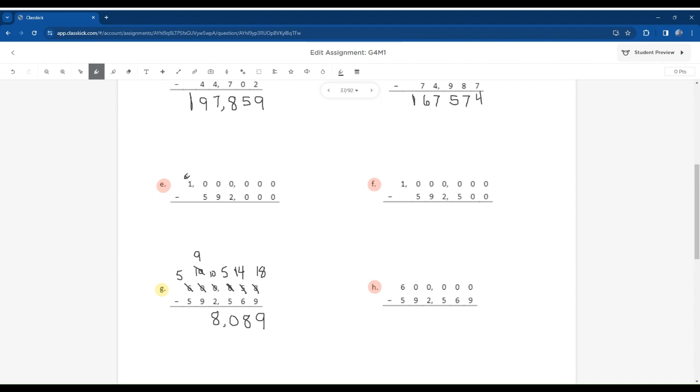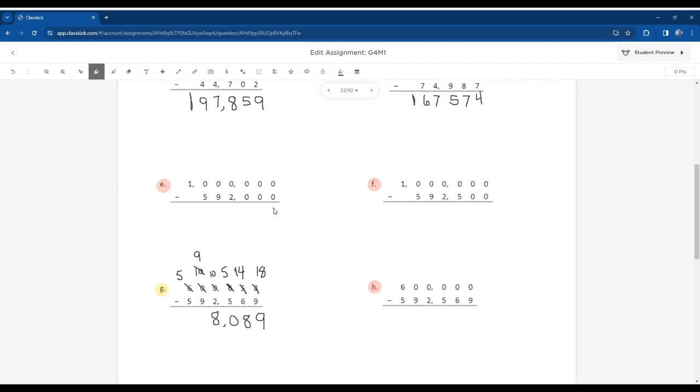Now, here in letter E, we have zeros in the ones, tens, hundreds, thousands, 10,000s, and the 100,000s, and we have 1 million all the way over here. I need to regroup all the way from the millions place down to the ones place. So I'm going to go ahead and do that first, and then I'll show you the shortcut method.